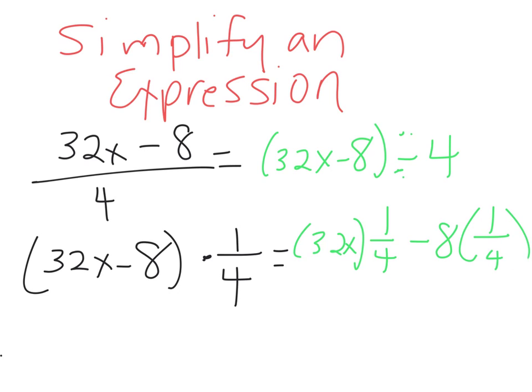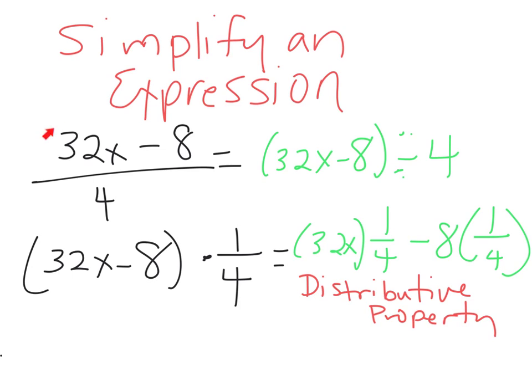times 1/4. Okay, and then I can use the distributive property here and rewrite this because we're basically dividing both the 32x and the 8 by 4. So we can distribute that 1/4, the reciprocal there, as 32x times 1/4 minus 8 times 1/4. And our answer would be, when we work it out, 8x minus 2.